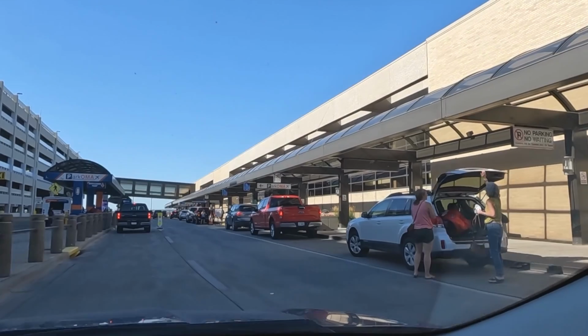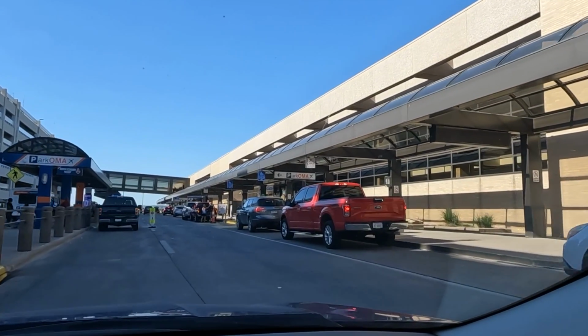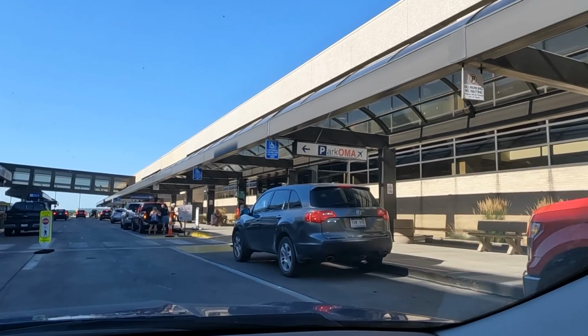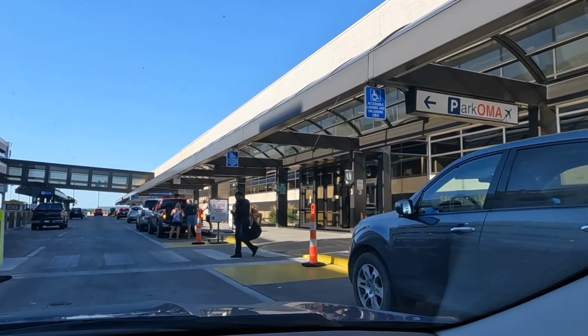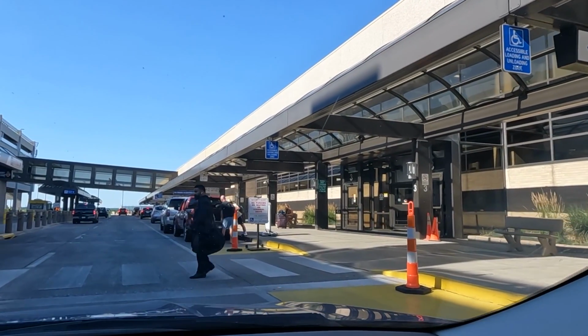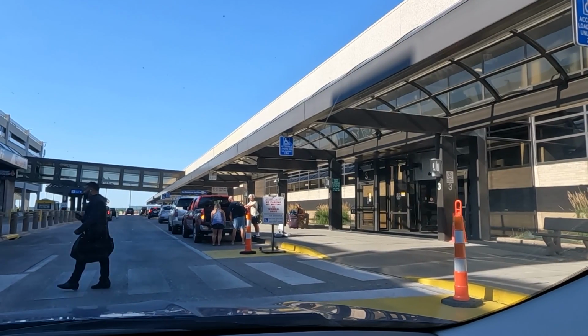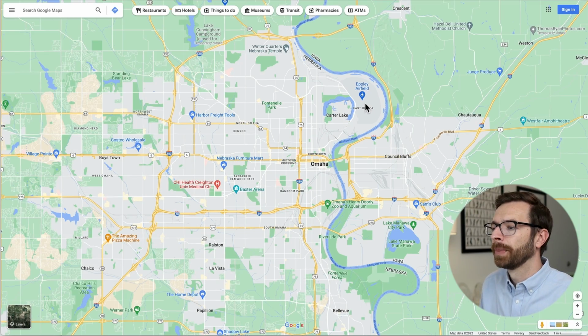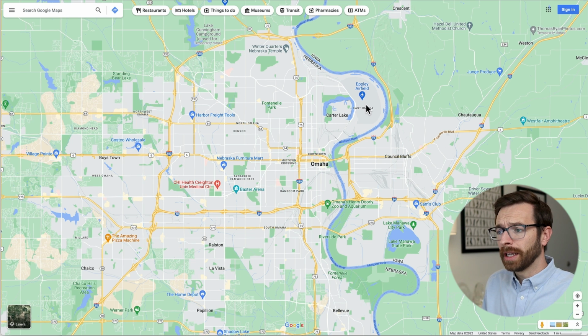So the nice thing about the airport in Omaha is that universally, or most people say, it's easy to get to in most of the Omaha area, and it's also very easy to fly in and out of. It's a wonderful airport. So that's Eppley Airfield, and downtown is going to be just to the south.